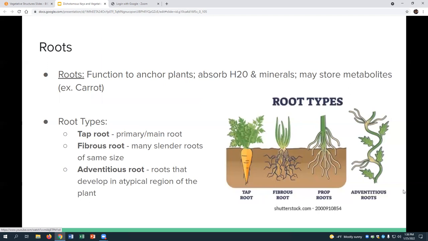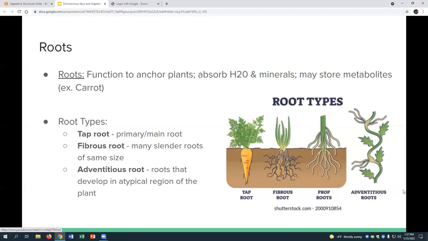Okay. So starting from the bottom up, we won't really be looking at many roots today in the greenhouse because we are not going to be digging up our plants. But roots are really important. They function to anchor plants. They allow the plants to absorb water and minerals. And they can also be a storage location for different metabolites, things like starches. For example, a carrot is a root. Specifically, it's a tap root, as we see in this picture here. It's storing a bunch of material for the plant for later or for you to eat.